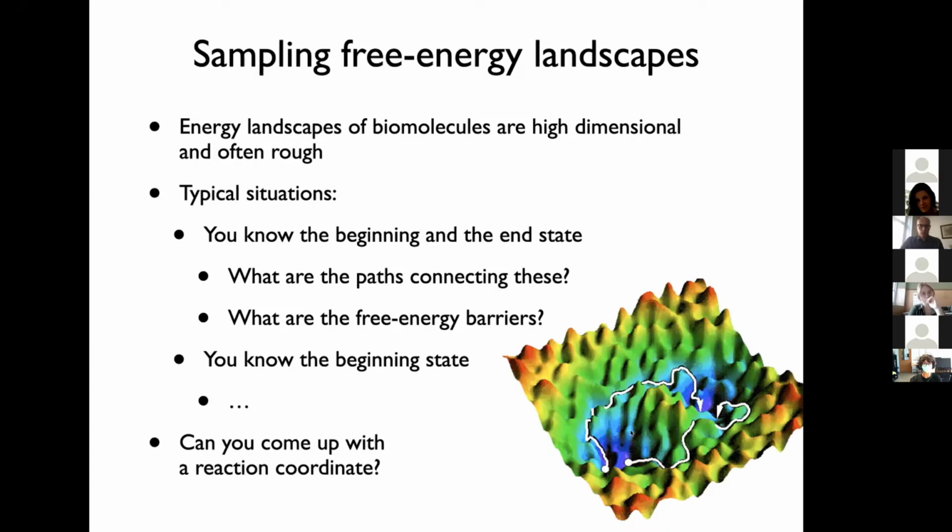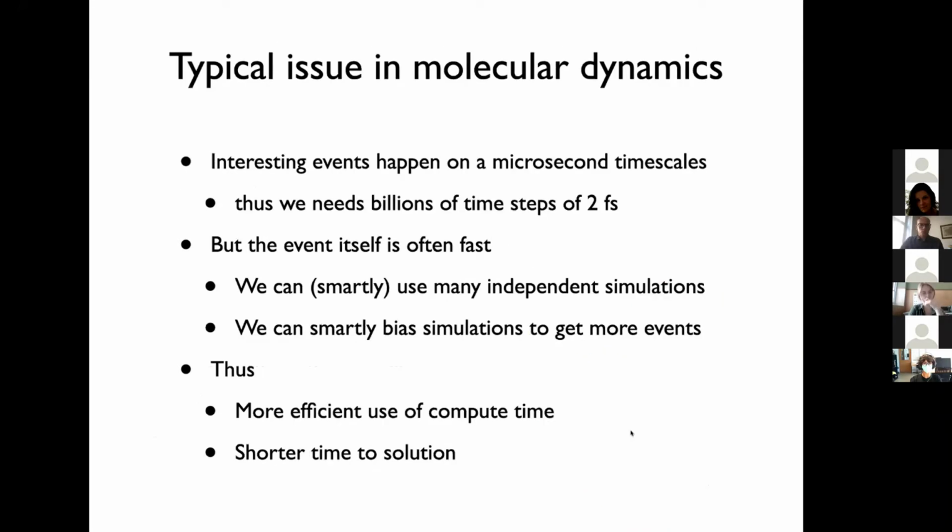So if we go back to molecular dynamics and see what the situation is: especially in biomolecules, interesting events often happen on a microsecond time scale. Thus, as has been discussed today, we need billions of time steps of around 2 femtoseconds. So that's a lot of work. But the event itself is often quite fast. When a transition occurs, it might not happen in picoseconds, but maybe in some tens of nanoseconds. So most of the time in simulation, as I'll show on the next slide, you're often waiting.